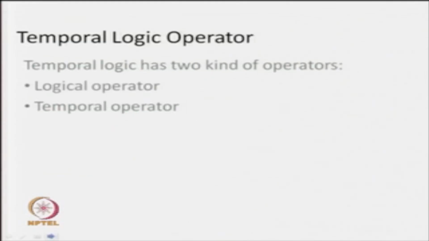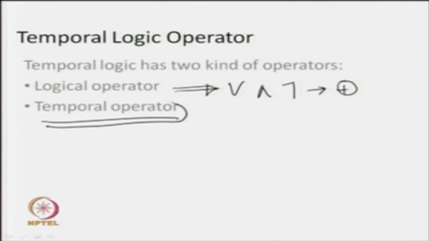Now, temporal logics have two kinds of operators, one is the logical operator and second is the temporal operator. Already we have talked about logical operators, where we have disjunction, conjunction, negation, implication, or XOR, like that. All those logical operators that we have in other logics can be used here in temporal logic also. Along with that, we have another kind of operator which is known as the temporal operator. So, these are the basic things that we have.